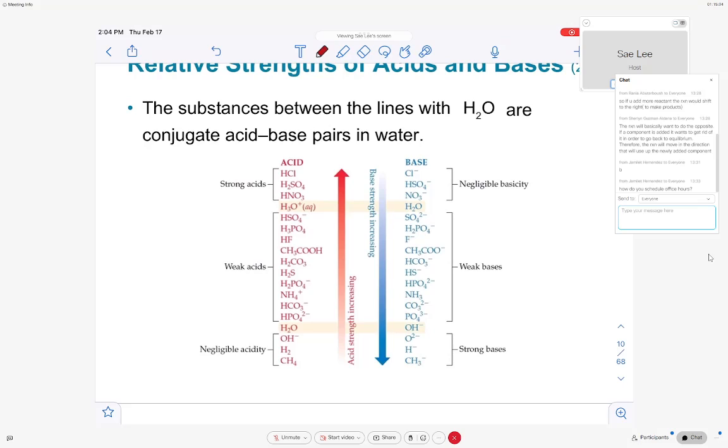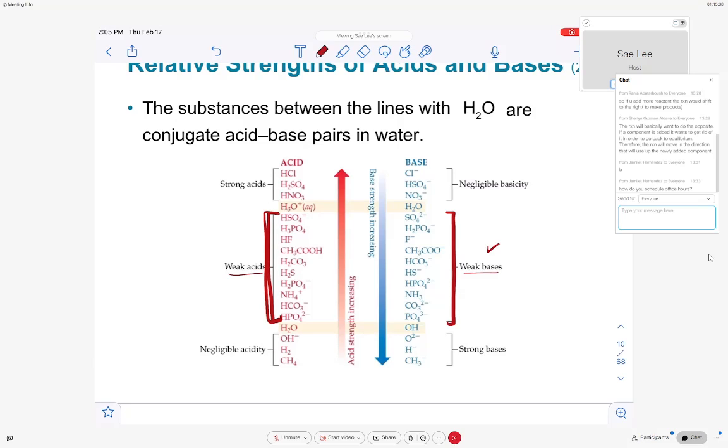Any substance between the lines with water here are weak acids and weak bases. Weak acids have conjugate bases that are weak bases, and vice versa. So if you put these acids in water, the conjugate bases have slight ability to receive and accept protons.